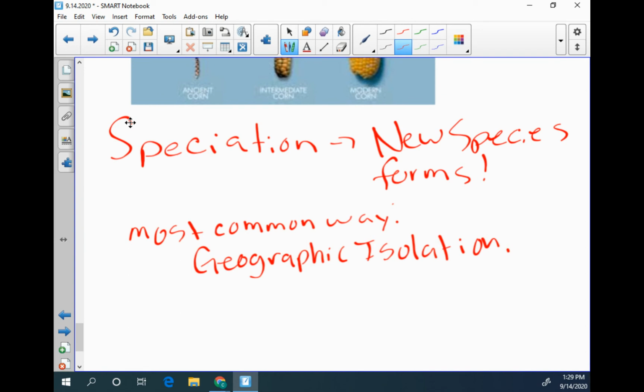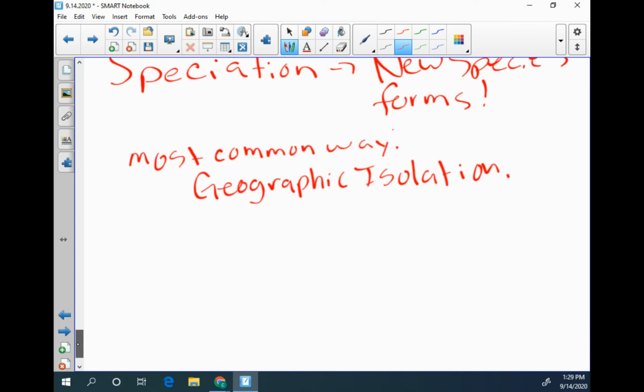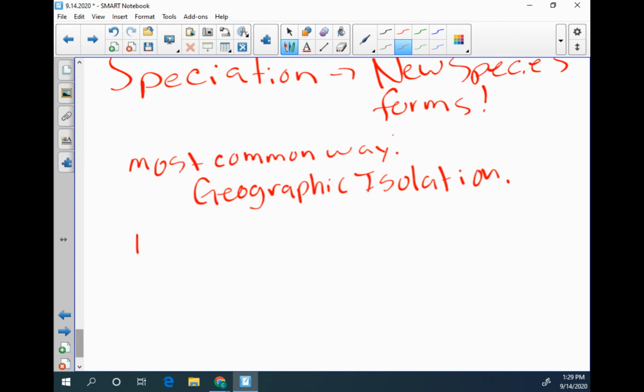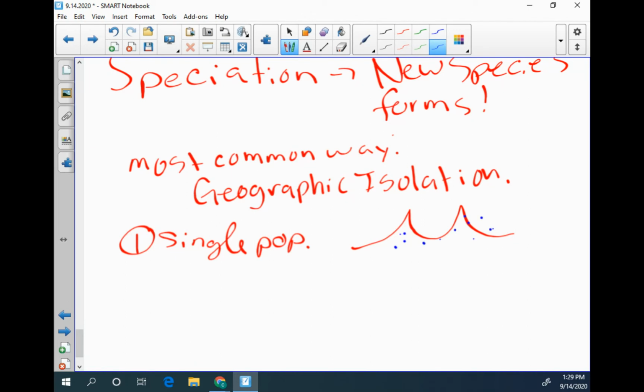Geographic isolation happens in 4 steps. I don't know why every category has been 4 today, but it is. First step, we have a single population. So, we have 2 mountains. And on that mountain, we got a bunch of critters. We can say that they're like wildcat species. We'll say they're wildcats.